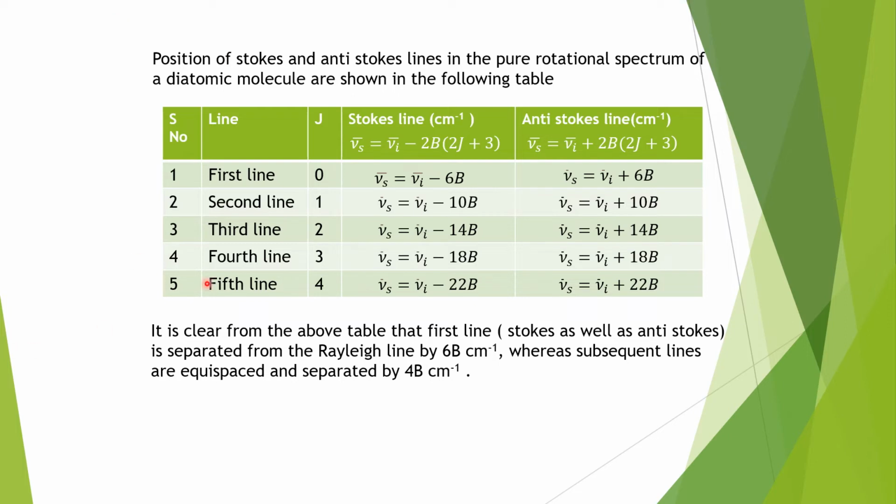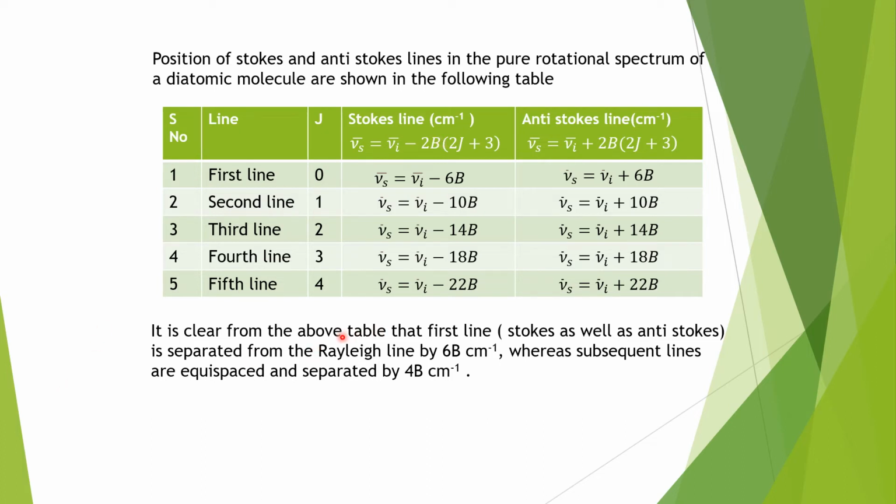So you will get the position of anti-Stokes line as ν̄s is equal to ν̄i plus 6B. Now for the second line, the rotational quantum number value is 1. So put the value of J as 1, you will get this particular equation. In case of anti-Stokes line, you will get ν̄s is equal to ν̄i plus 10B. For the third line, put the value of J as 2 in this particular equation. You will get the Stokes line ν̄s is equal to ν̄i minus 14B. For anti-Stokes line, ν̄s is equal to ν̄i plus 14B. Similarly, for the next lines, you will get the position of Stokes line as well as anti-Stokes line according to the following two equations.